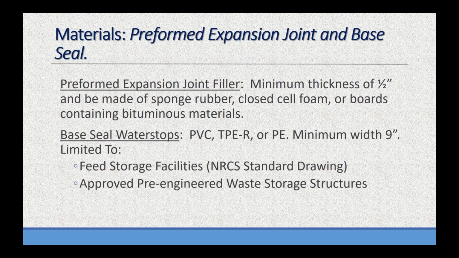The joint can't move. That's not a change from any years in the past. That's kind of the way it's been. Materials, preformed expansion joint and mace seal. There's some new things here. The preformed expansion joint filler, minimum thickness of 1/2 inch. It must be made of sponge, rubber, closed cell foam, or boards containing bituminous materials. Not a lot of application for that. Not a lot of change.